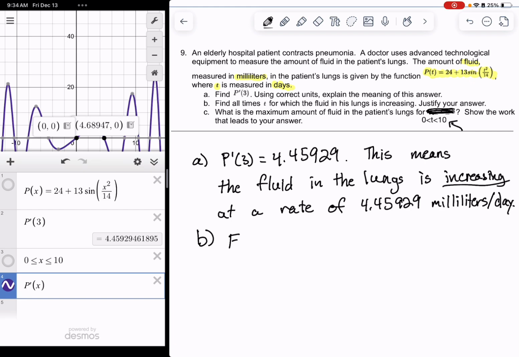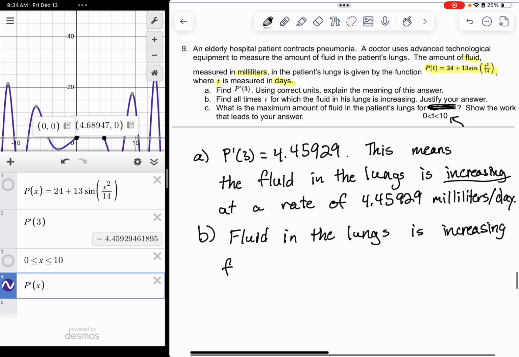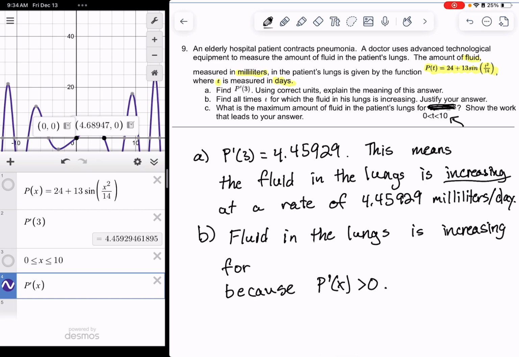The fluid in the lungs is increasing, keyword. Now I'm going to leave some space for me to write there, but I'll go ahead and add my reason, because I know my reason. Because the derivative, p prime of x, is greater than 0. We say that something is increasing because the derivative is greater than 0. If it asked me for decreasing, I would have flipped that inequality, and I would have said p prime of x is less than 0.